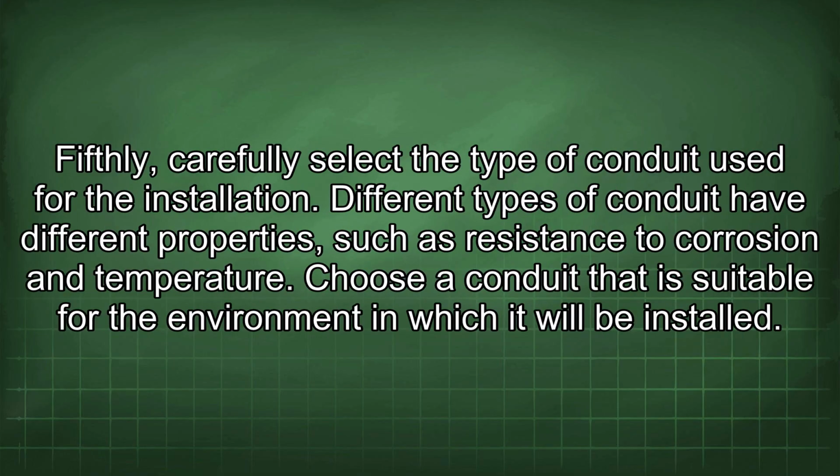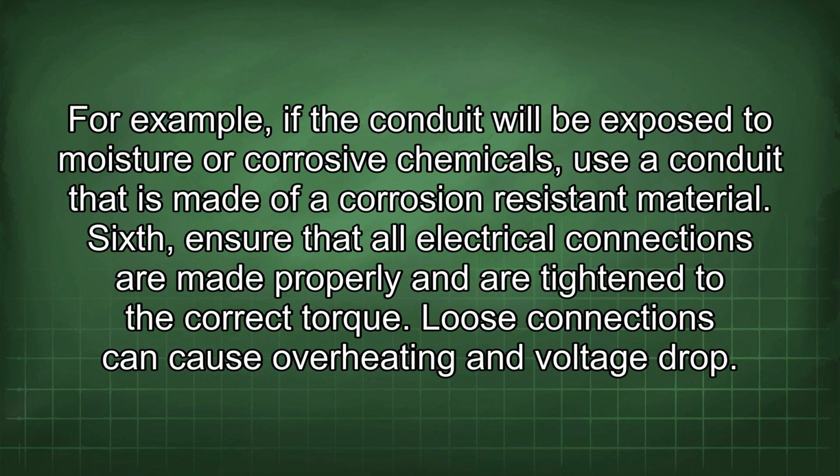Fifthly, carefully select the type of conduit used for the installation. Different types of conduit have different properties, such as resistance to corrosion and temperature. Choose a conduit that is suitable for the environment in which it will be installed. For example, if the conduit will be exposed to moisture or corrosive chemicals, use a conduit that is made of a corrosion-resistant material.